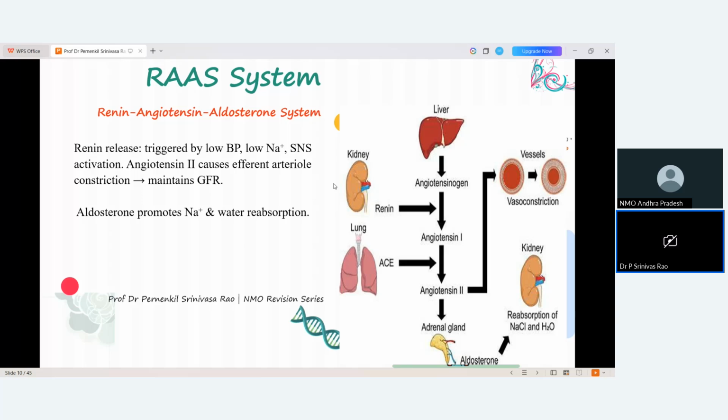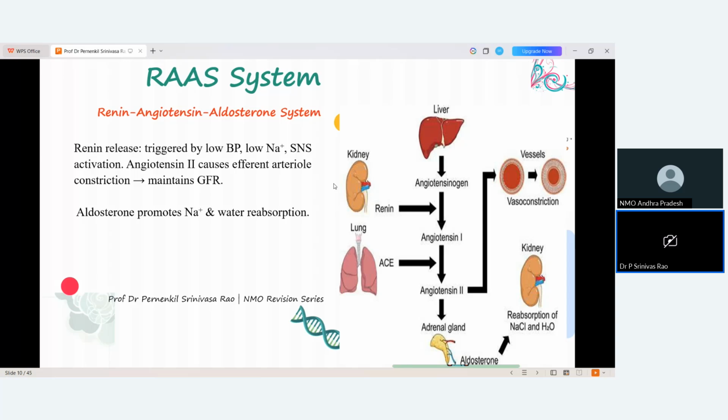What will release the renin? It is triggered by low BP. Whenever there is a low BP or a low sodium or a sympathetic nervous system activation, all this will cause the formation of renin. What are the three things? Low BP can cause the production of renin by the kidney. Low sodium in the blood can cause the activation of renin. Then sympathetic nervous system activation can cause the release of renin. What does this renin do? It converts the angiotensinogen to angiotensin 1.